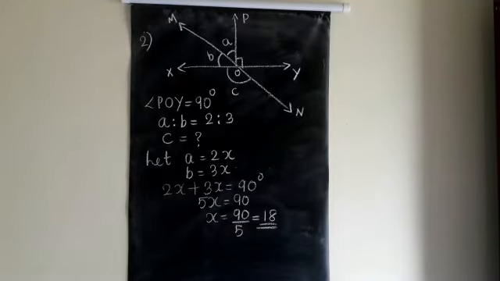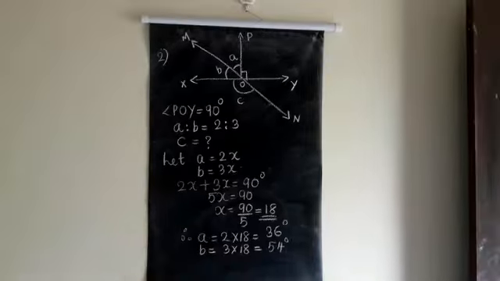So if you know the value of x, we can easily find the values of A and B. Actually, what is A? A is equal to 2x, so 2 into 18. And similarly, what is B? B is equal to 3x, that means 3 into 18. So you find A and B. So A equals 36 and B is equal to 54.